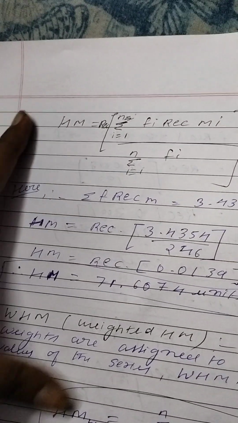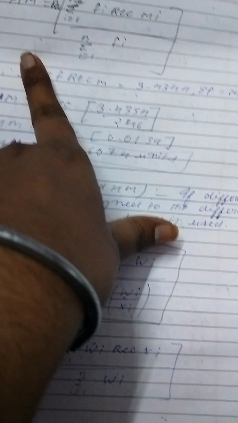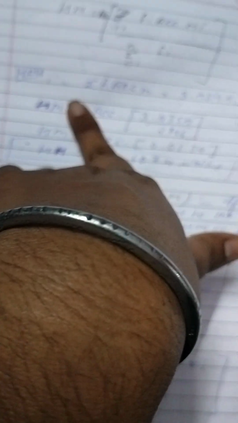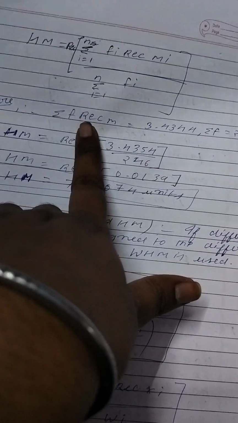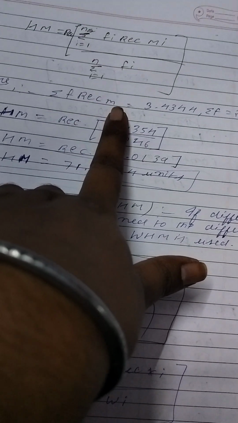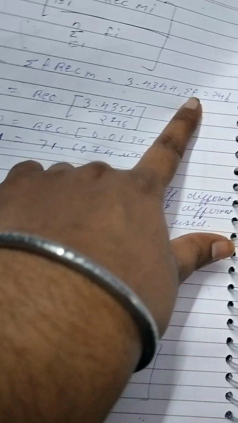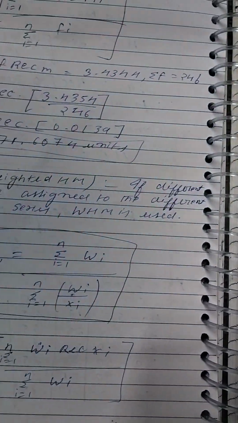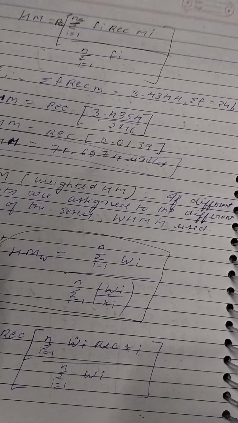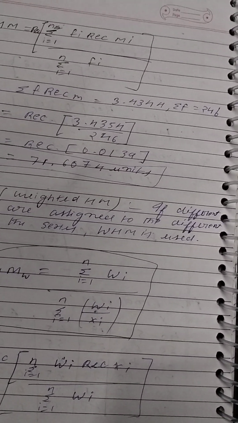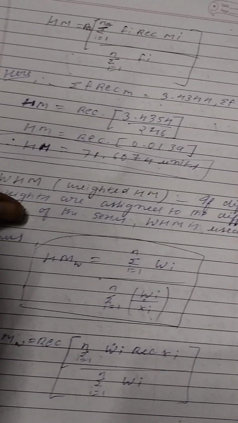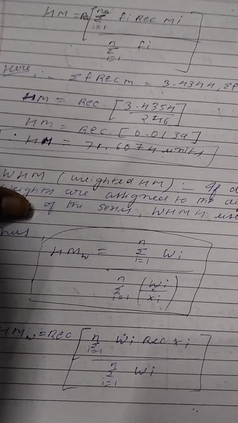So this is all up, and you have to write the formula for the continuous series. Here, what is written is the summation of fi, and the summation of f times the reciprocal of m, which we have calculated by the formula, which is 3.4344, and the summation of the f is 246, and we put all of this into the formula.